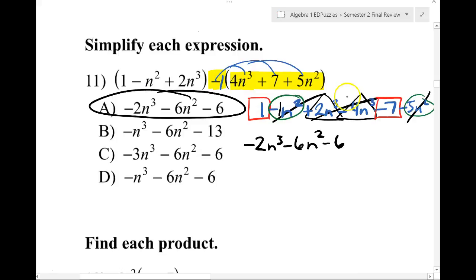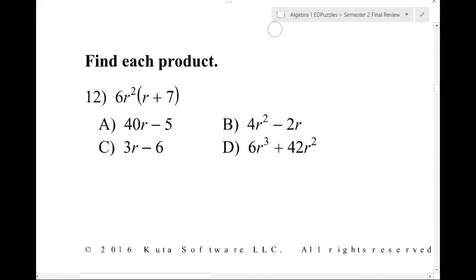And you could actually just do the first term and realize, oh, well, the only one that has 2n cubed is the first one. So I could have stopped there if I wanted to. Okay, so number 12. Find each product. Okay, well, here, it's just multiplying. You're going to distribute here and here.